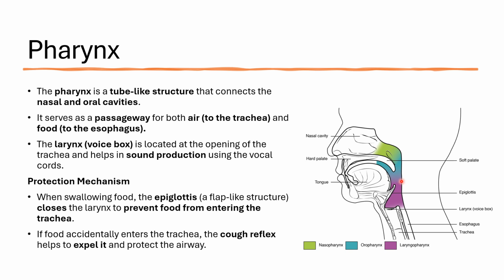It serves as a passageway for both air, which comes from the nasal cavity, and food, which comes from the oral cavity. And it passes air down to the trachea. Here you have the trachea, and here you have the esophagus. So this is like a common passageway for both air and food. And the larynx is somewhere here. It's also known as the voice box. So it is located at the opening of the trachea. Here you see the trachea.